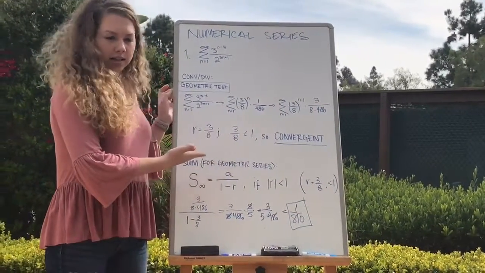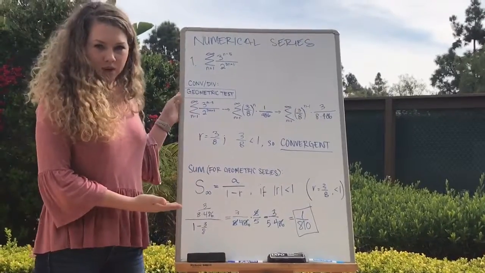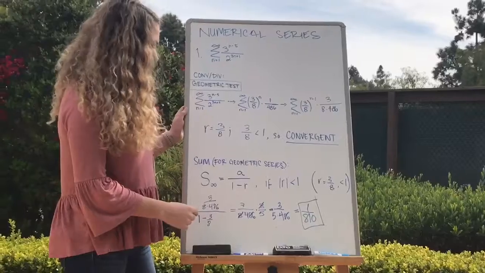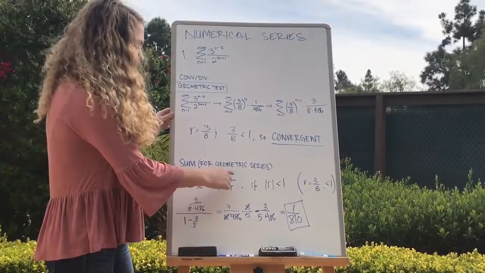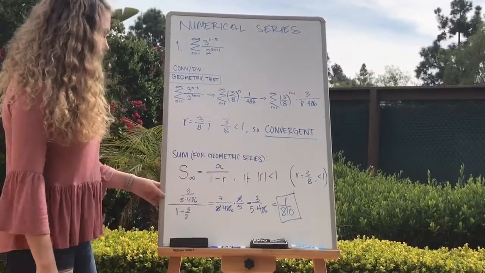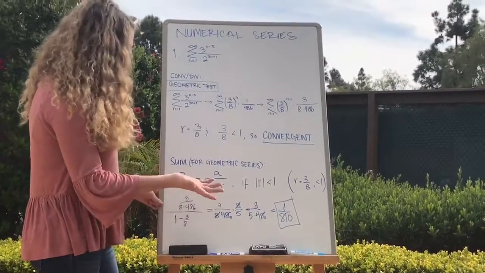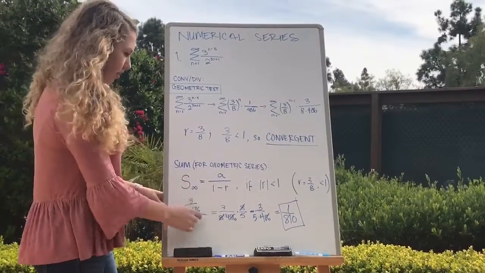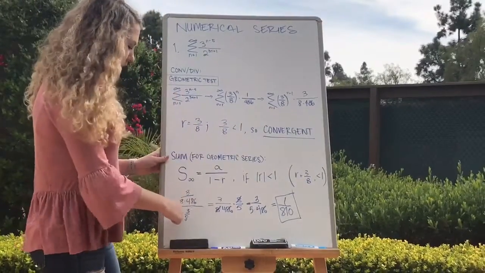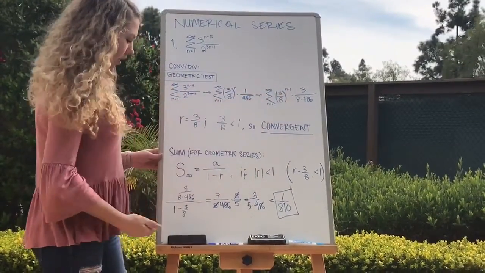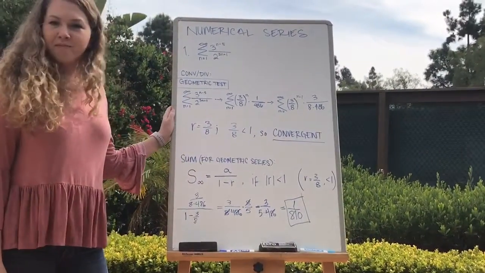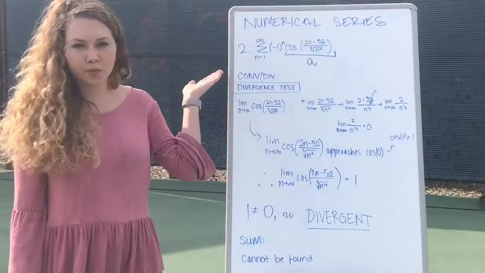And because 3 over 8 is less than 1, it's convergent by geometric test. And then the sum of a geometric series is a over 1 minus r, and if r is less than 1, if it's convergent, then you can use this. And so then we plug in the a, which is our constant, which we have here, over 1 minus r, which is our fraction, which we have here. And then you just simplify and you end up with 1 over 810. So yeah.